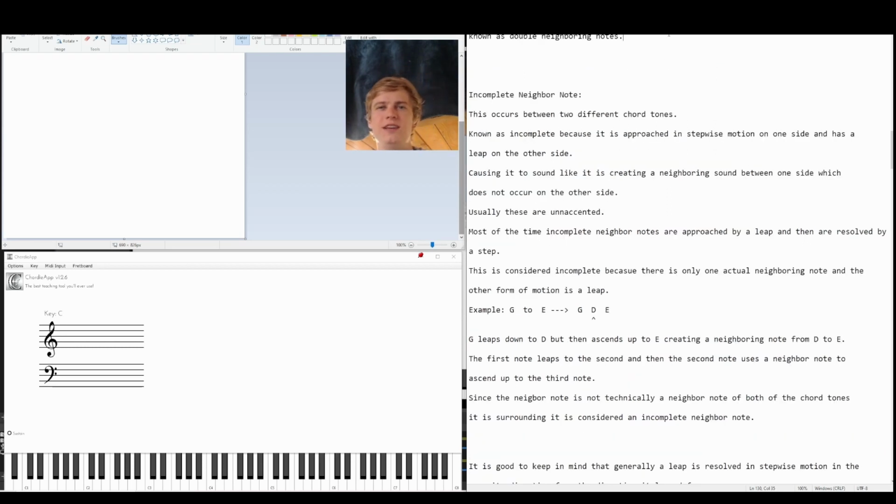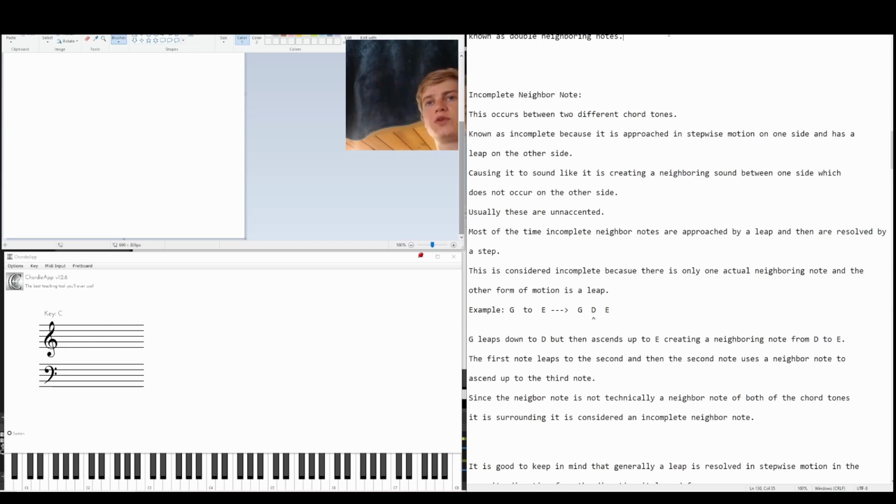The next one is an incomplete neighbor note. This occurs between two different chord tones. It's known as incomplete because it is approached in stepwise motion on one side, but it has a leap on the other side. This causes it to sound like it's creating a neighboring sound on one side, but it doesn't occur on the other side. Usually these are unaccented. Most of the time, incomplete neighboring notes are accompanied by a leap and then are resolved by a step afterwards. This is considered incomplete because there is only one actual neighboring note and the other form of motion is a leap.